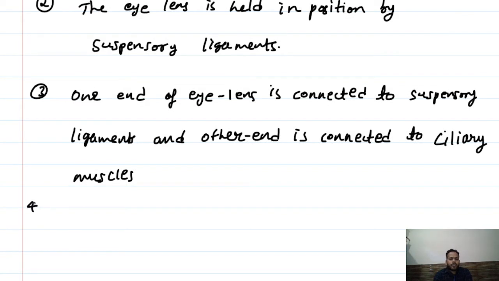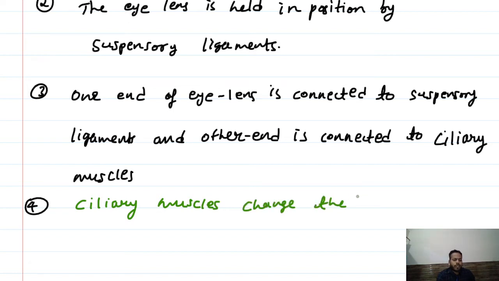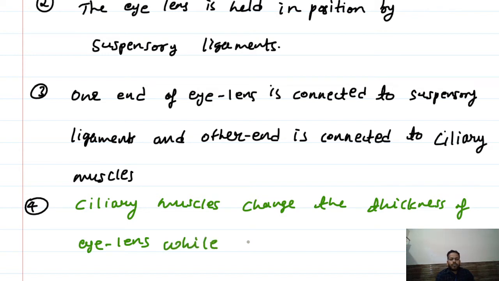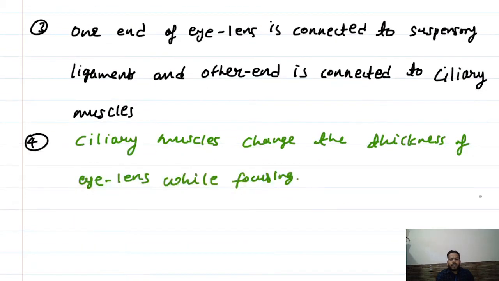Next, as the fourth point, we can write: ciliary muscles change the thickness of the eye lens. It is the ciliary muscles only, we can change the color. Ciliary muscles change the thickness of the eye lens while focusing, whenever you want to focus the object's image onto the retina.